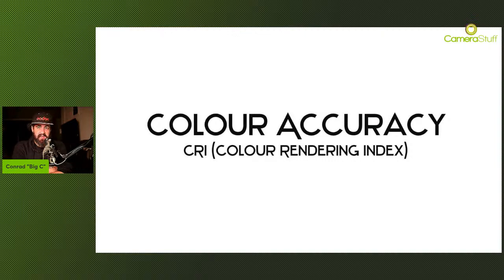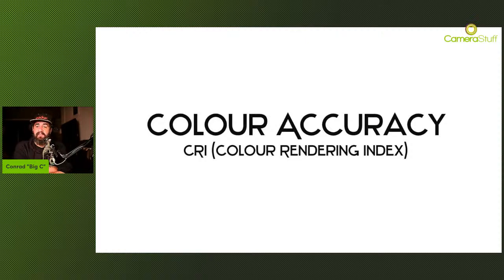This is a reference number you can use before purchasing lights. The CRI is a score out of 100. The higher the number, the better the color accuracy will be. The lower the number, the worse the color accuracy will be. CRI uses natural light as a benchmark, and artificial lights are given a score out of 100 to mark their color accuracy in comparison. As I said, the higher the score out of 100, the better the color accuracy. The lower the score, the worse the color accuracy.